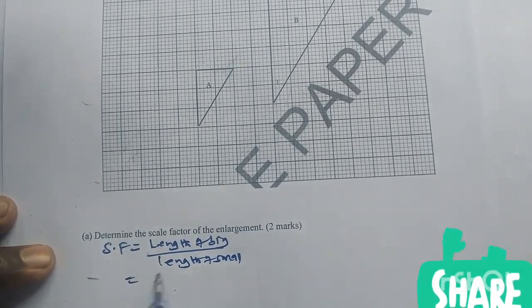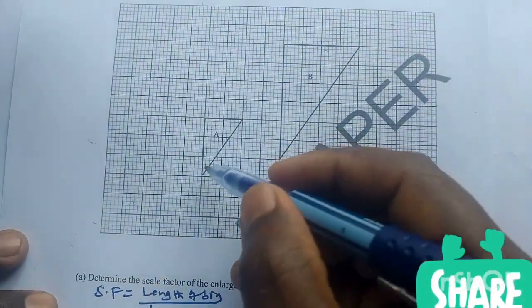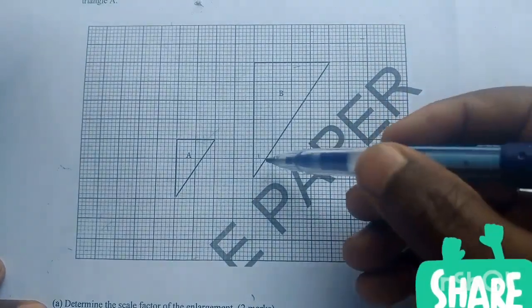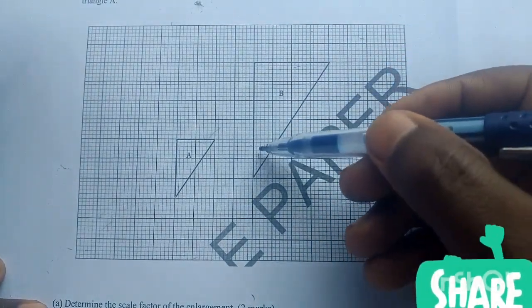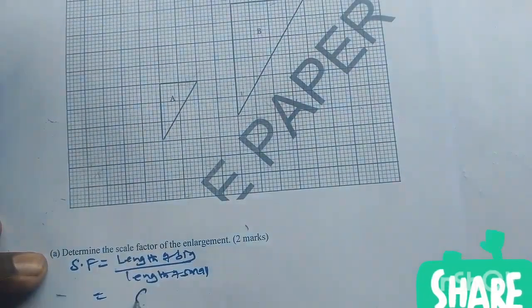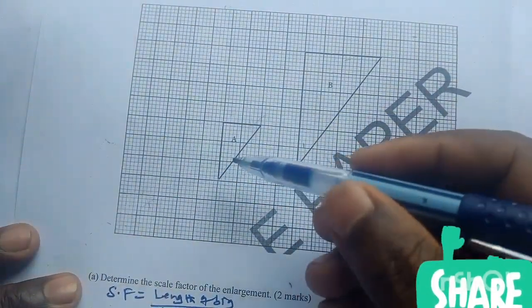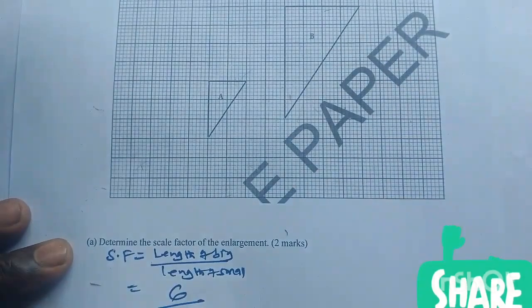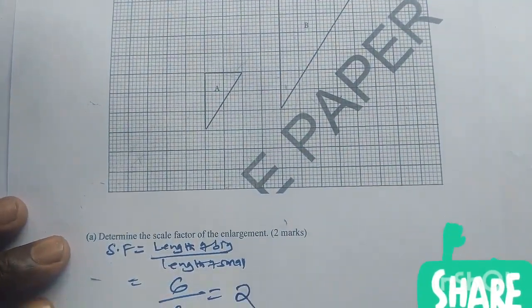Now count the number of squares for the big, for the image. 1, 2, 3, 4, 5, 6. That is 6 divided by the object: 1, 2, 3, divided by 3. The answer is 2. So the scale factor is 2.